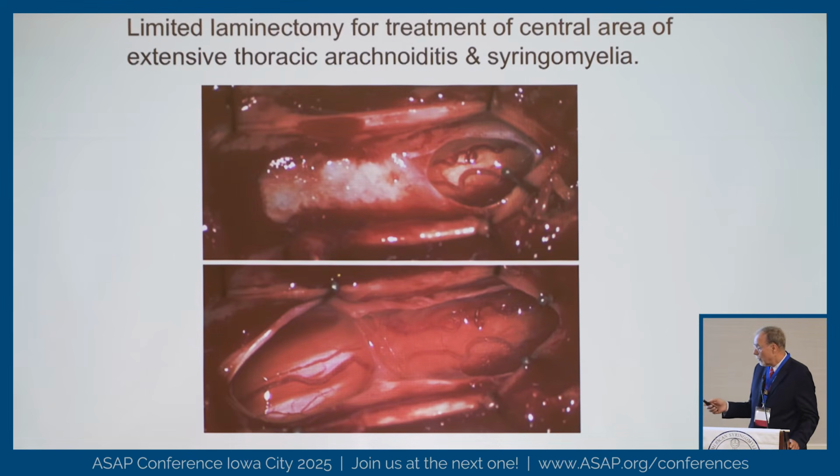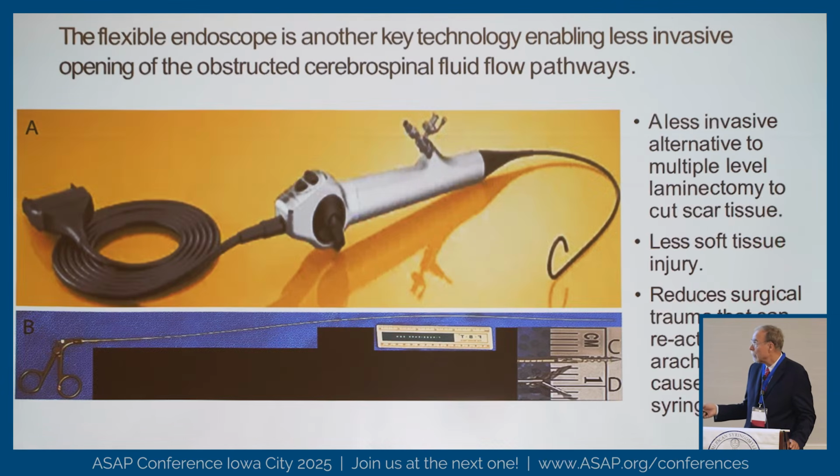And what we do is we do the surgery to cut the bands under the microscope, and then we go above and below with the endoscope, so we don't have to do as many levels of laminectomy. And it's very small. This is just slightly larger than a shunt catheter. And you can see that the forceps we use, here's a millimeter right here. So it opens to about 4 millimeters, but it's only a millimeter wide.